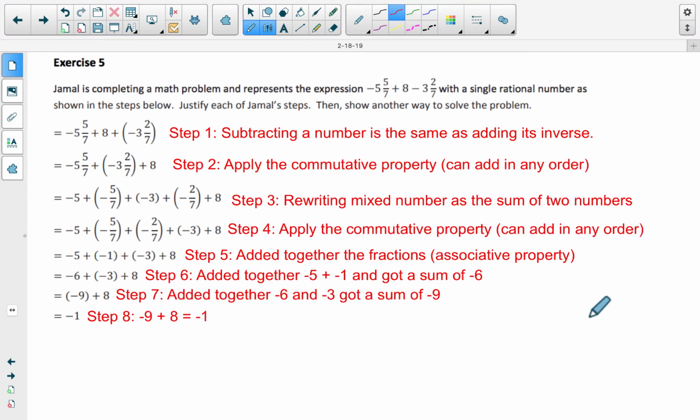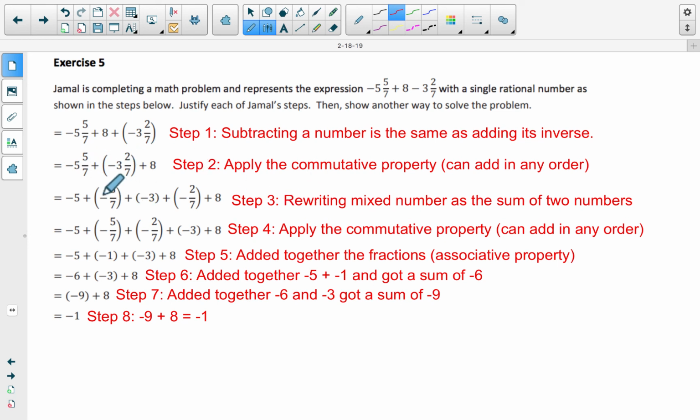For exercise 5 here, you saw kind of my thought process. The first step, I saw that they basically switched the subtraction to addition, which was mentioned previously. Then they changed in step 2. They applied what is called the commutative property, which means you can add in any order. So Jamal here switched his order.